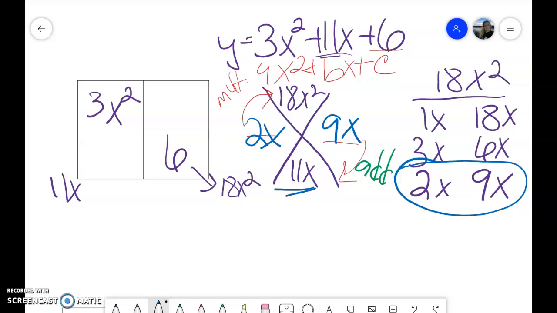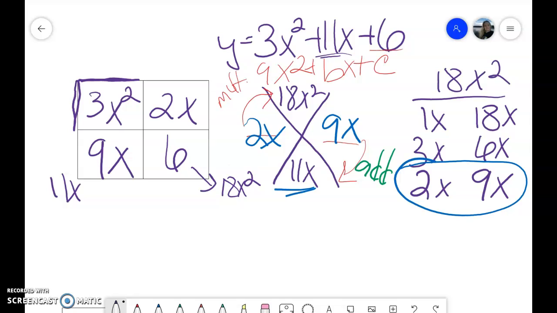So those are the other two areas that we can use in our problem. So I'm going to put the 2x here and the 9x down here. And now we know what we have to have each of our side lengths multiply to give us. So we're going to take a look at this and say, okay, I know that the area of this has to multiply out to 3x squared. So what's my length and width that gets me there?